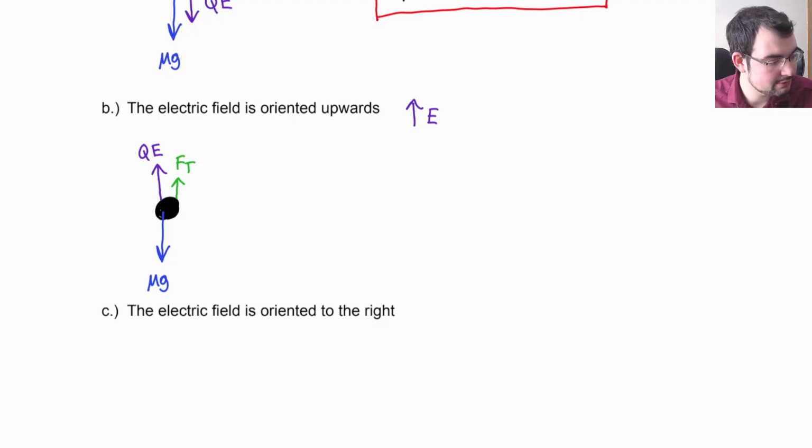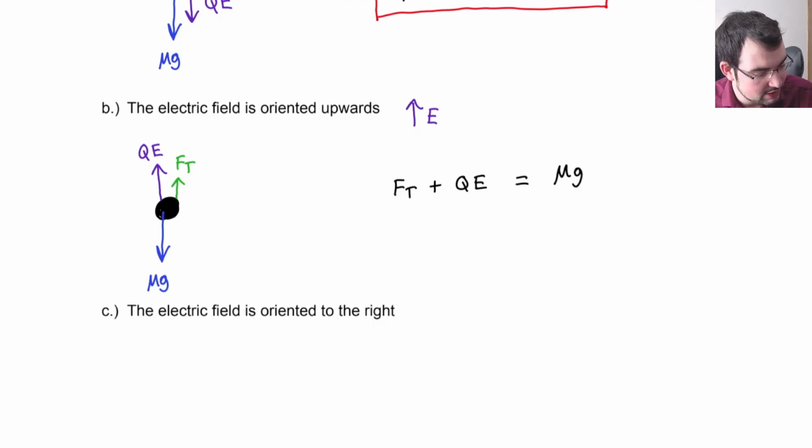So now when we do our force balancing, our upward force, tension, and the electric force together need to combine to balance the weight. So the fact that we've given the tension force some help means that tension doesn't have to balance the full weight anymore. It has to balance the weight minus whatever help it has gotten from the electric field.